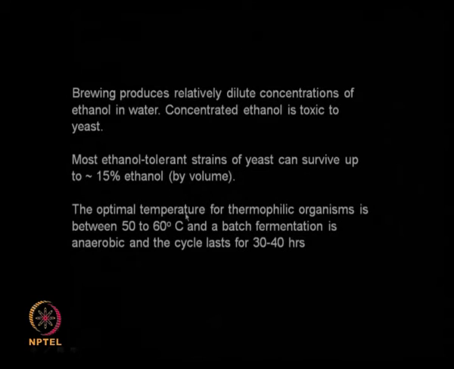The optimal temperature for a thermophilic organism is about 50 to 60 degrees centigrade. Because these organisms are genetically modified, they are more tolerant towards ethanol, number one. Number two, they can also be operated at slightly higher temperature. As you can see, we can operate at almost 60 degrees C, and the fermentation is generally done in batch mode, and it takes about 40 hours for the entire fermentation process.